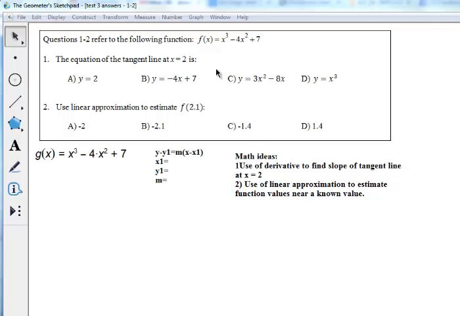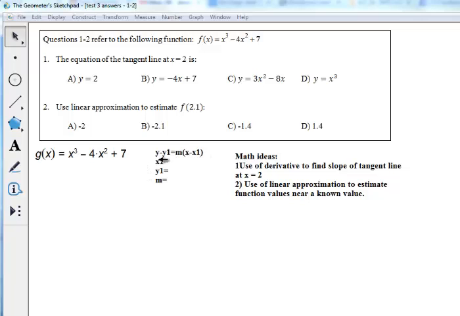Question 1 says, refer to the following function, x cubed minus 4x squared plus 7. The equation of the tangent line at x equals 2. So in order to make the equation for a line, we're going to use y minus y1 is equal to m times x minus x1.